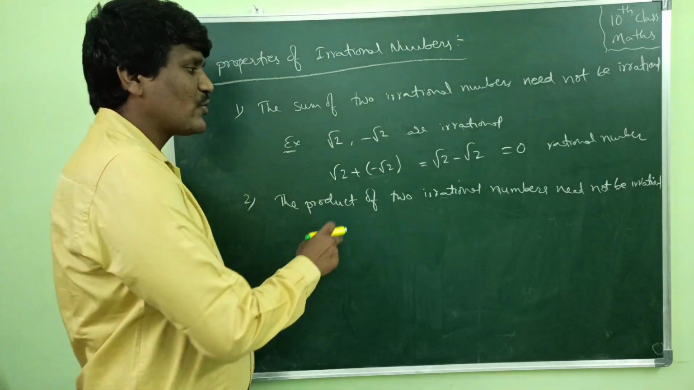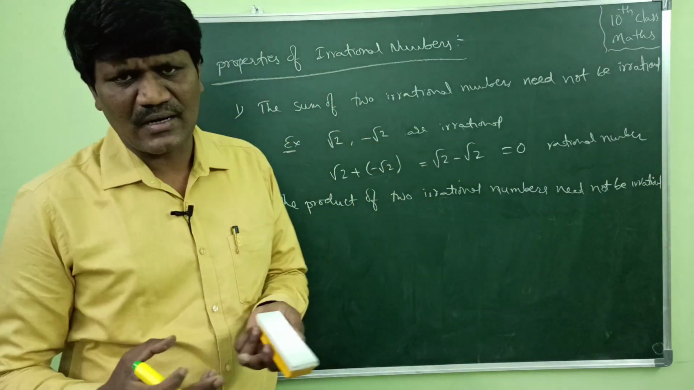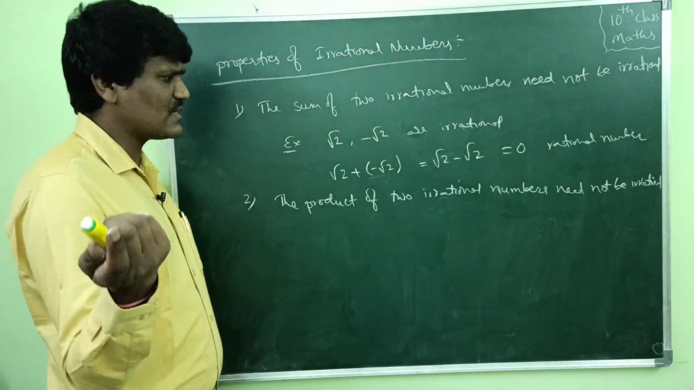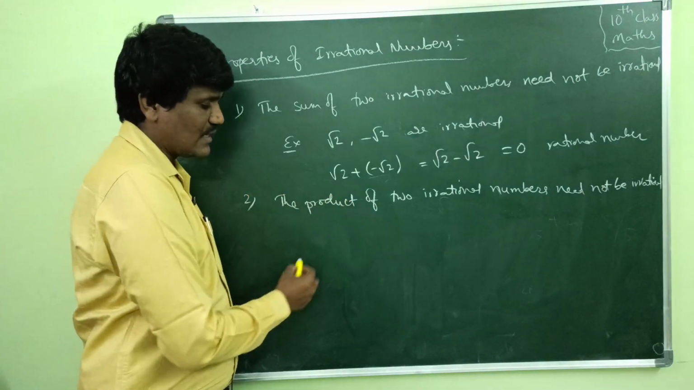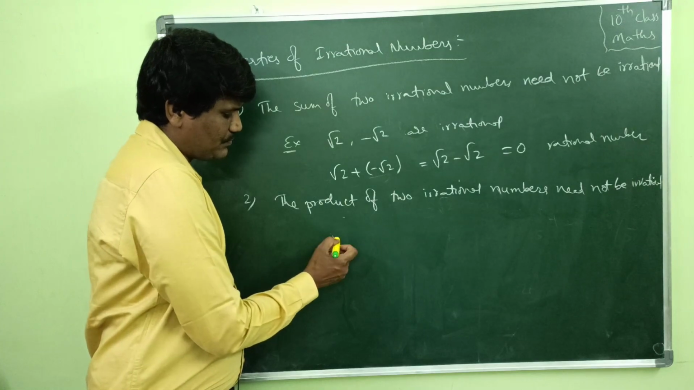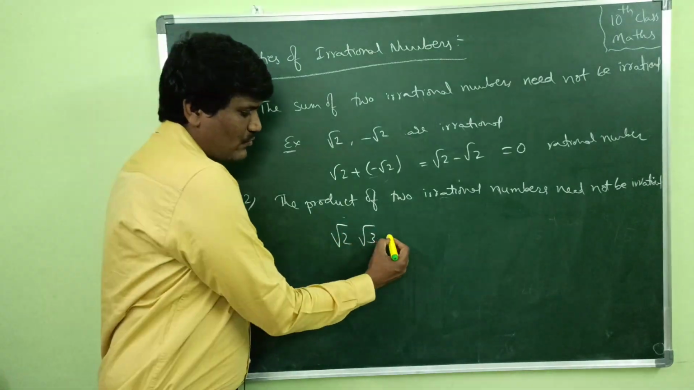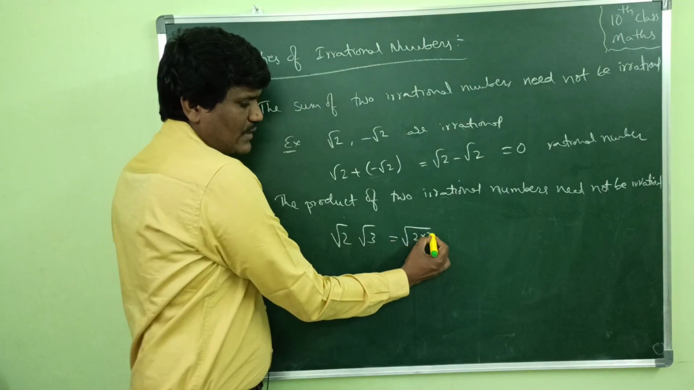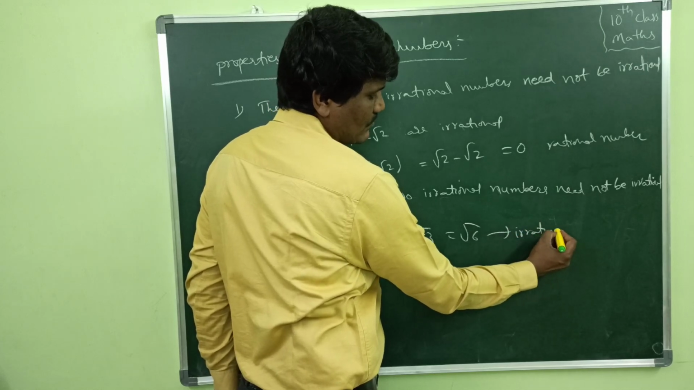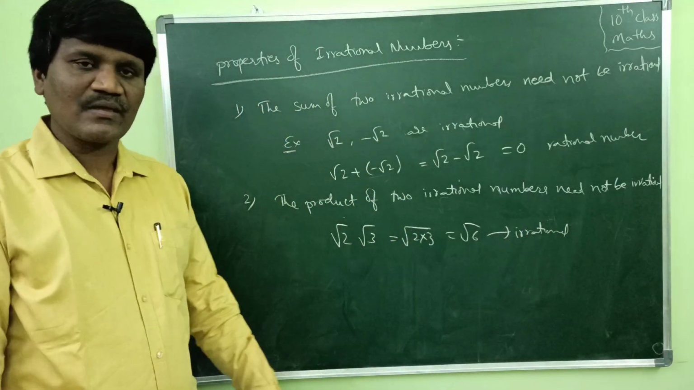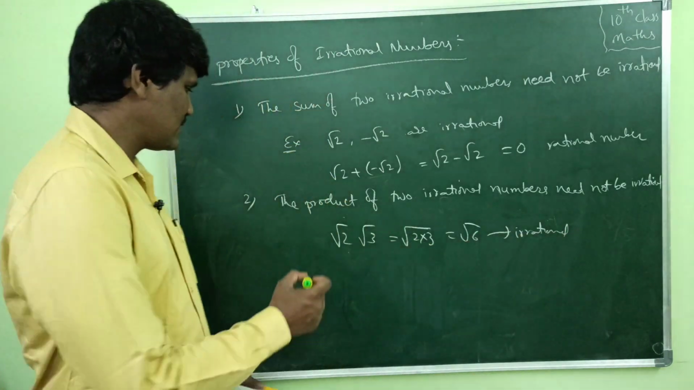The product of two irrational numbers need not be irrational. The product may not always be rational; sometimes it is irrational, sometimes it is rational. Let us see, if I take root 2 and root 3, root 2 into root 3 is root 6, which is irrational. This is an example.